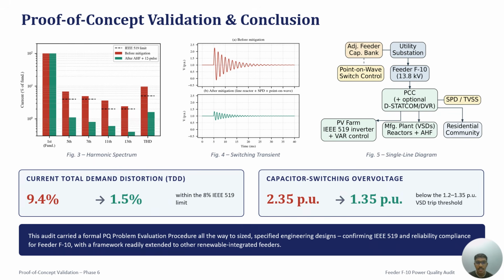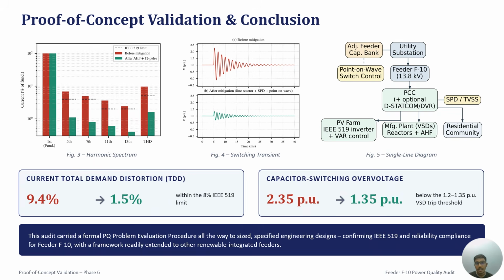This is Phase 6, which is the last phase, proof of concept validation, confirming through simulation that our design actually works. Figure 3 shows the harmonic spectrum. Figure 4 is the switching transient waveform, and Figure 5 the single line diagram of the complete system. So the results speak for themselves.